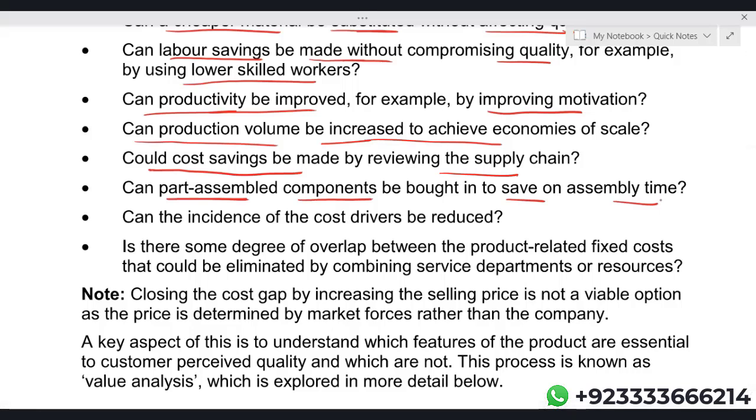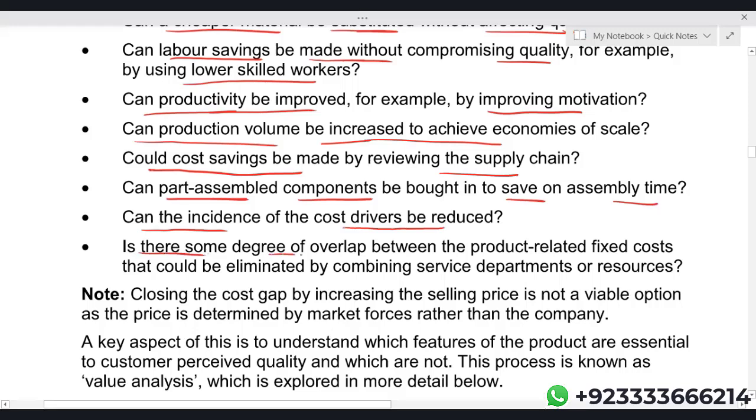Part-assembled means, let's say, is it possible to buy components that are semi-finished goods, to convert them into finished goods, to reduce the assembling time? So can part-assembled components be bought to save on assembling time? Can the incidence of the cost drivers be reduced? Is it possible to reduce the causes due to which cost is incurred?